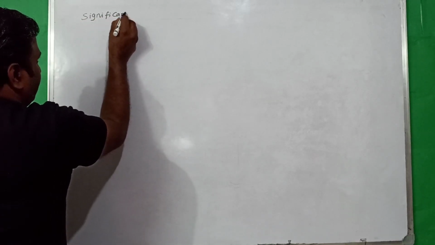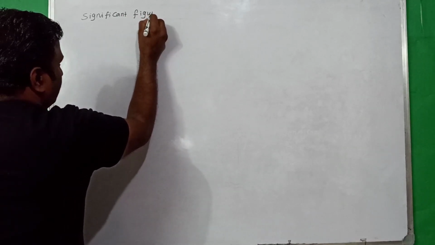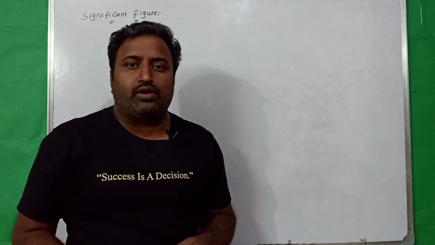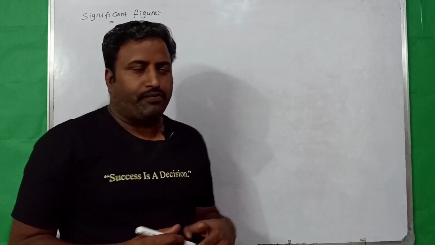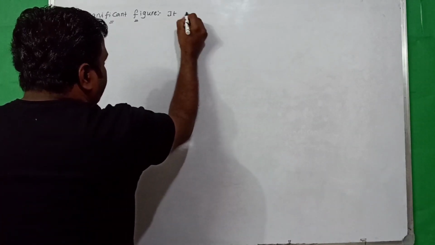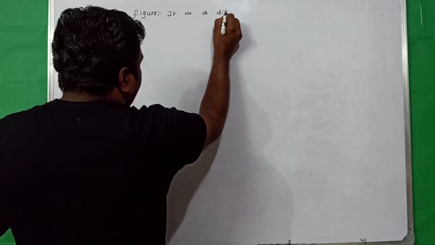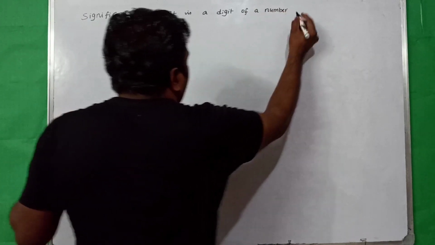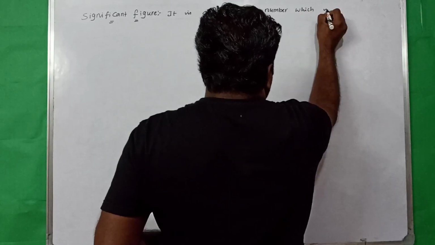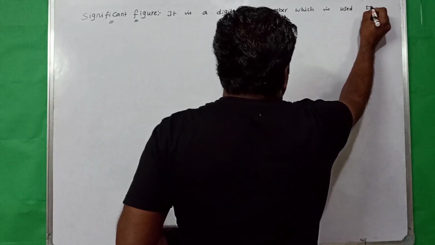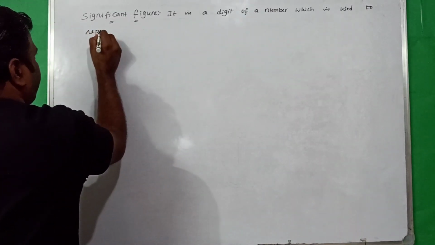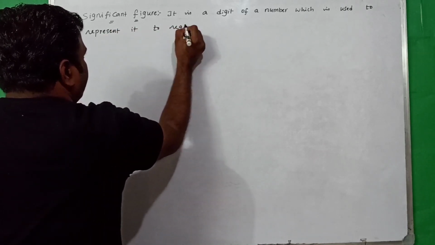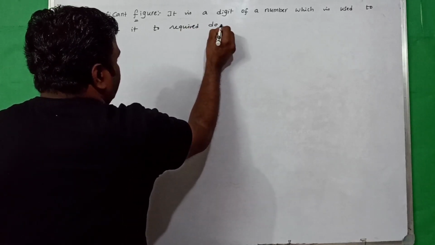What is significant figure? Significant figure is a digit of a number which is used to represent it to required degree of accuracy.